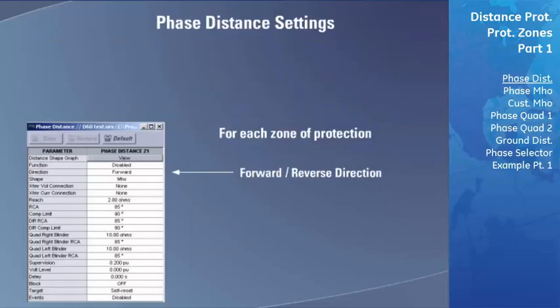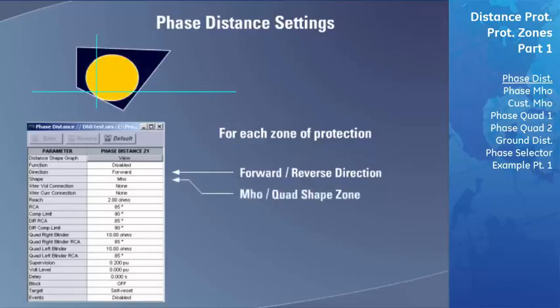Next, you will need to select whether this protection zone will be using a Mho-shaped or quadrilateral-shaped characteristic. For now, we will select the Mho-circle characteristic for this zone of protection and use this shape to explain some of the settings that follow.